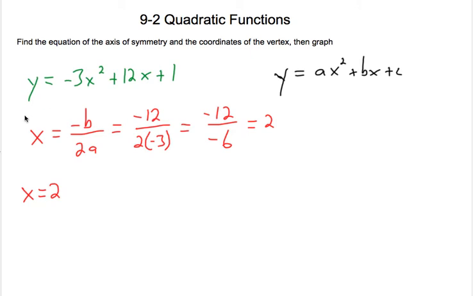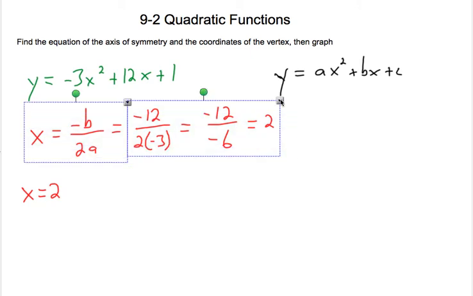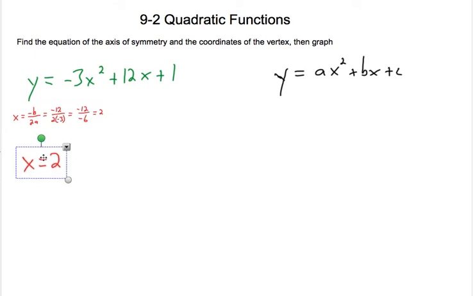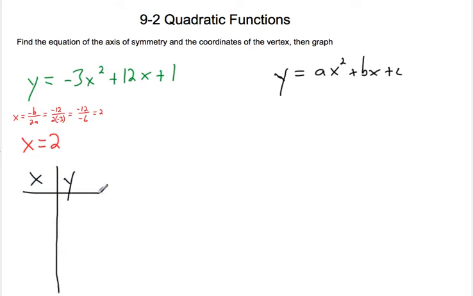Let me shrink this, move it off to the side here, to make room for our graph. And so now I know that x equals 2 is the axis of symmetry. I'm also going to make my xy chart just like I did in the past. And instead of having 0 as my middle number, I'm going to use 2 as my middle number. So I'm going to use 0, 1, 2, 3, and 4.